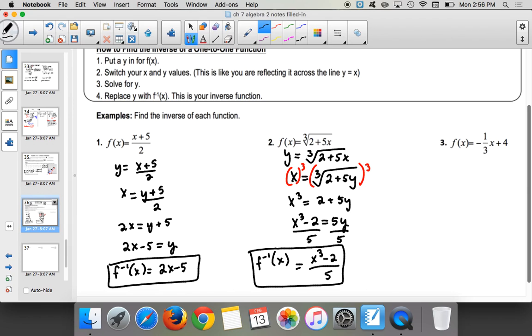Yes? Did you just switch the x and y in the first and second step? That's part of the steps. See where it says switch your x and y values? That's part of our steps in order to find the inverse. I know, it seems weird, doesn't it? It's like, how can we just do that? But that's what we did with all of our points. We did 2, 5 became 5, 2. So that's what we're doing here.